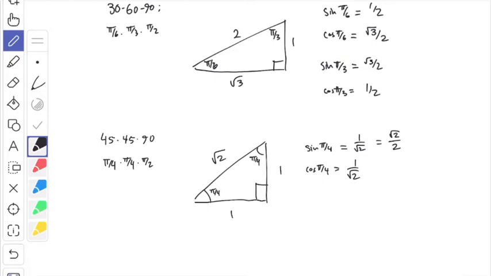Anybody feel like I left anything out as far as those go? There are also angles which are bigger than 90 degrees, but those values can always be expressed in terms of these ones, and I hope you remember something about that, although we're not really going to come across those very often. All right.